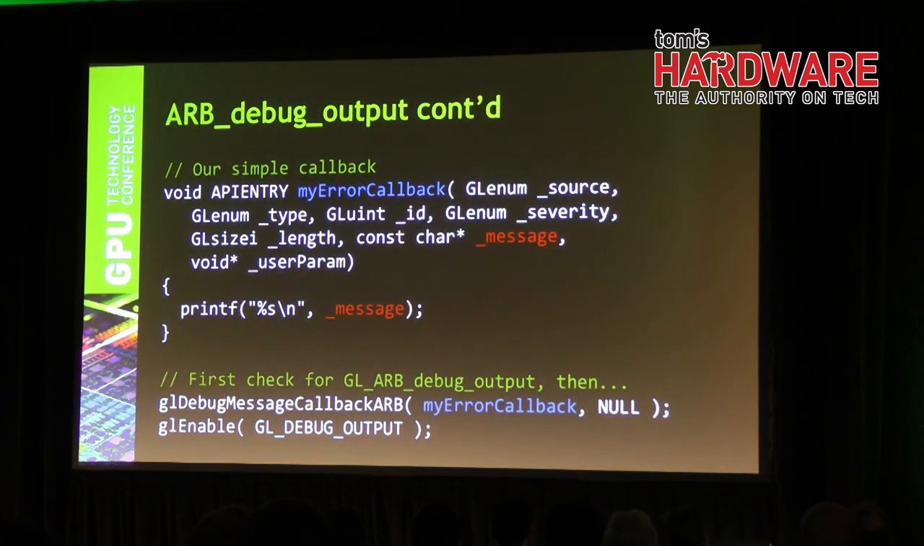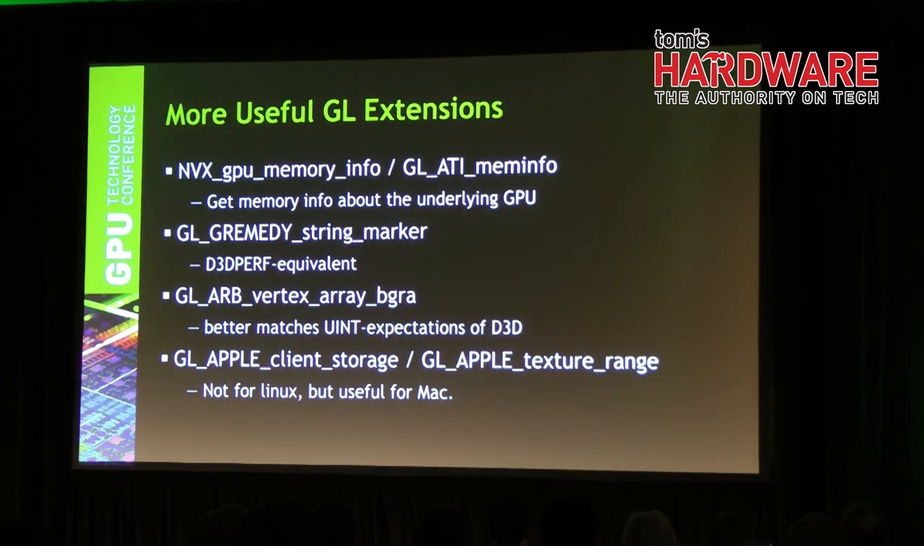Here's pretty much just how we wind up setting up our debug output. We wrote a simple error callback that just does a printf, it just passes the message in. You call glDebugMessageCallback, you pass in the callback, and then you call glEnable, and that's it. Now I will get callbacks into my code whenever there's a problem.